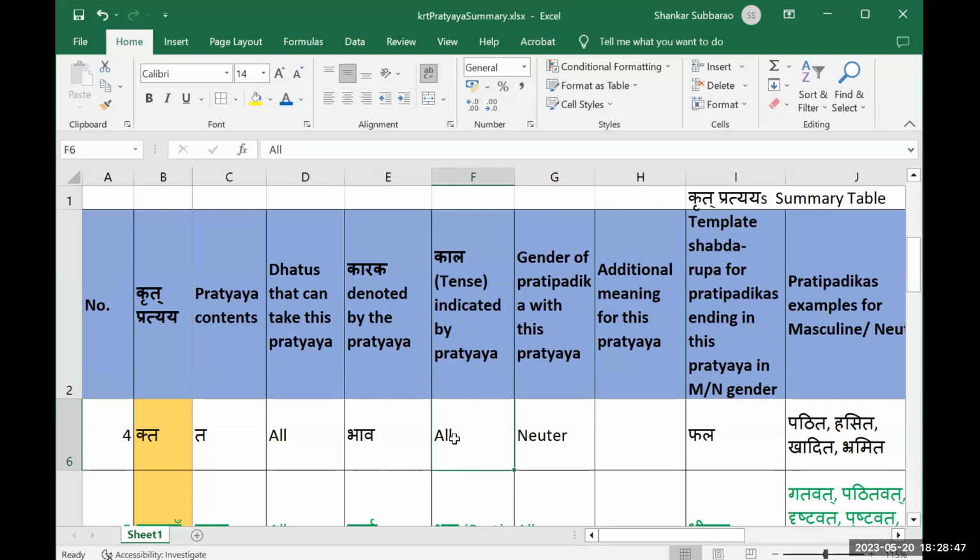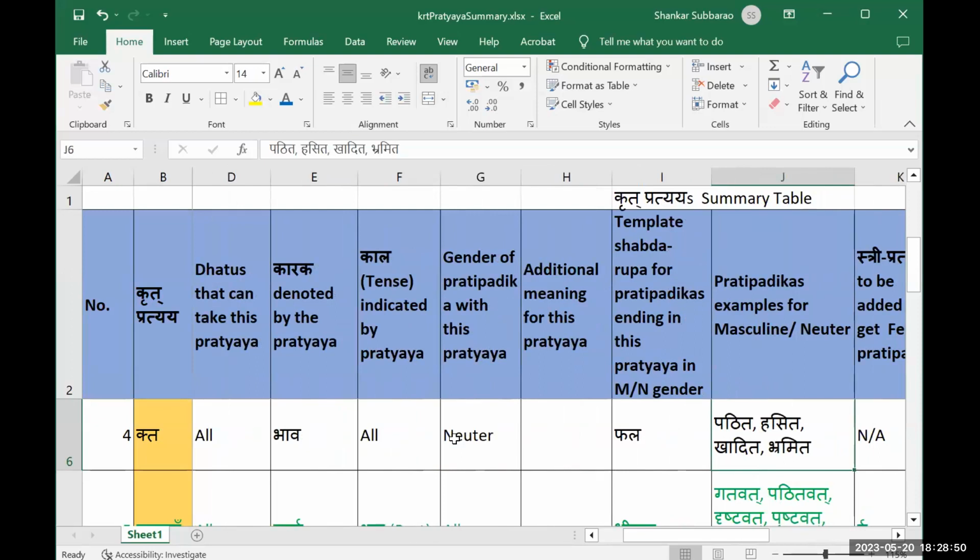Time limitation is gone. So what forms will you get? You will get the same words, pathita, hasita, khadita, pramita. So what's the difference then? How do I know the difference? This is where context becomes very important. Hasita means laughing, laughter, the abstract noun meaning. Pathita means reading, not what is read. Bhavartha, dhatu artha. Reading, laughing, dancing, walking, talking, all these abstract meanings will be expressed by this ta.